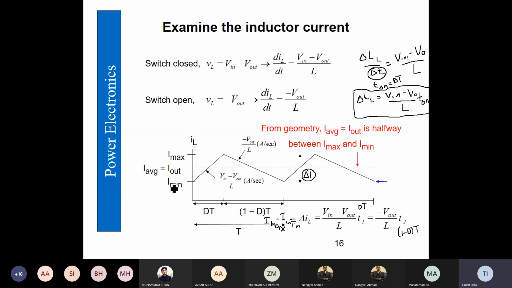Okay? And we know that the center point, the midpoint, is the average current, and that average current in case of buck converter is equal to the load current, and therefore this average is equal to the output current, and it is in the midpoint of the delta IL.